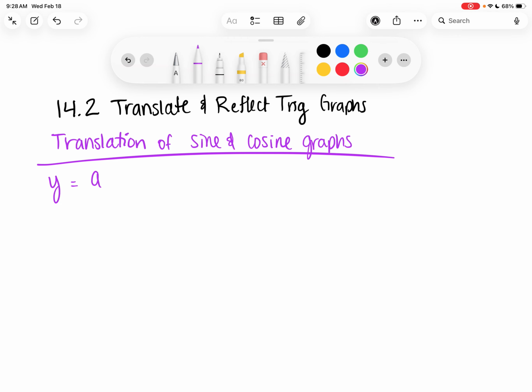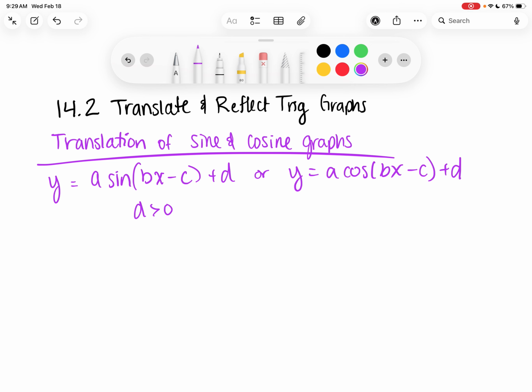Y equals a sine of bx minus c plus d, or y equals a cosine of bx minus c plus d, are the two things that we're looking at. And a has to be greater than 0, and b also has to be greater than 0. That's from the stuff that we talked about yesterday. So now the difference in our equations is that you'll see that there is a c and a d value.